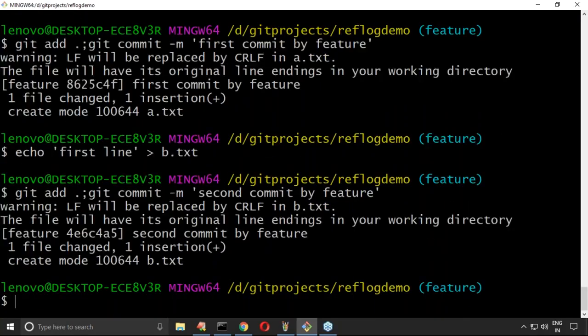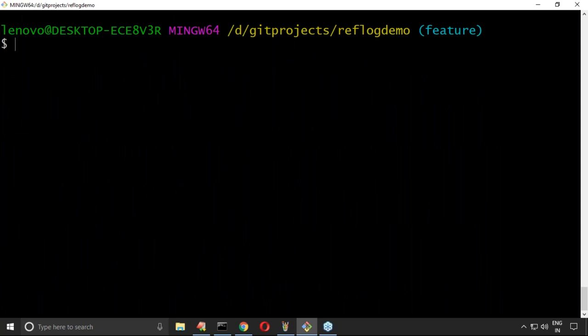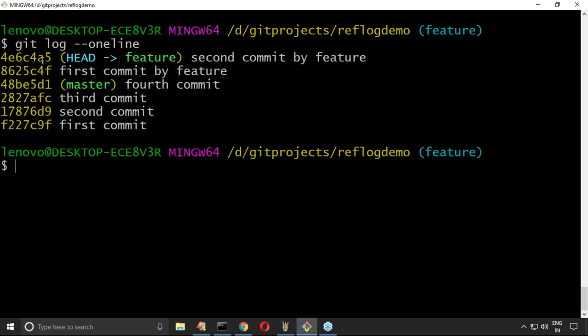Now observe that. Can you please confirm how many branches are available with us? Please respond. How many branches are there with us? Two branches are available. Git log hyphen one line is going to provide complete history, no problem at all. Now similarly, git reflog, like this.